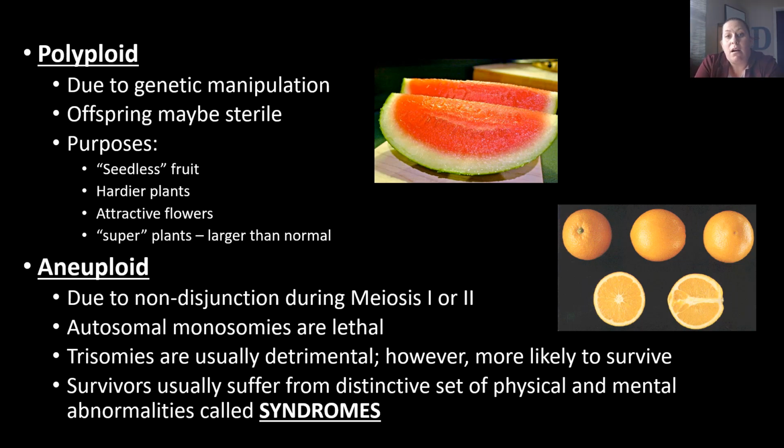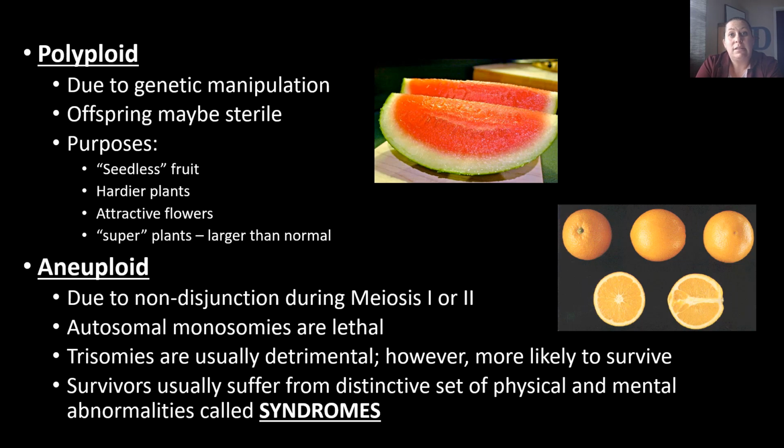Most monosomies are lethal, especially the autosomal. If they only have one chromosome 1 or only one chromosome 15 or only one chromosome 22, those are lethal. They are not going to survive that. Trisomies are usually detrimental, meaning there's going to be some health issues, but they're more likely to survive with that. Survivors usually suffer from distinctive sets of physical and mental abnormalities, and we call them syndromes a lot of times.